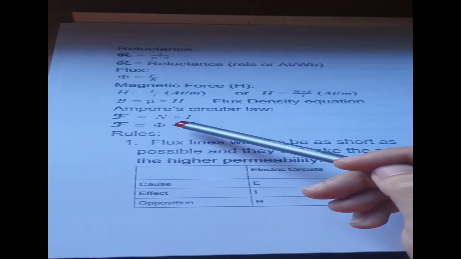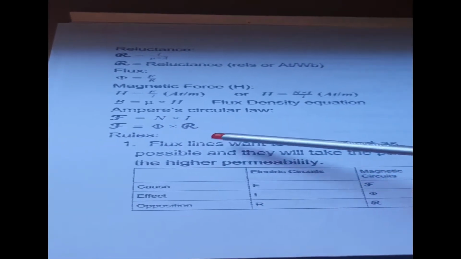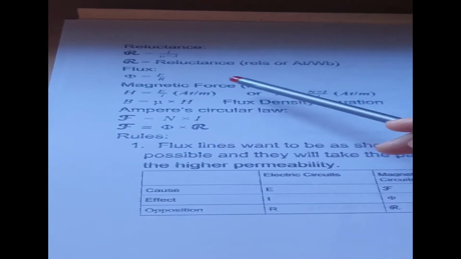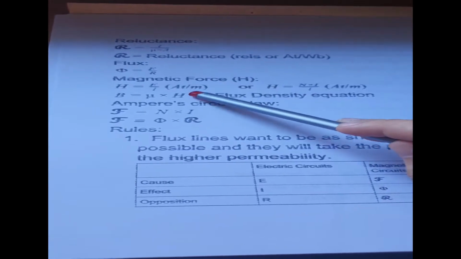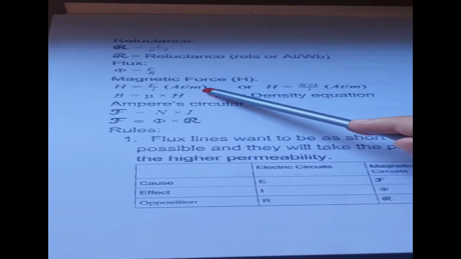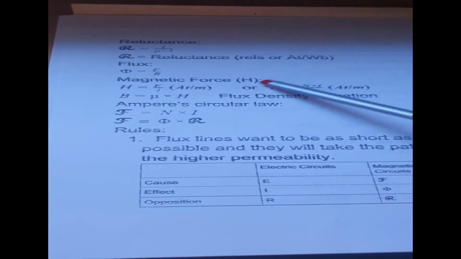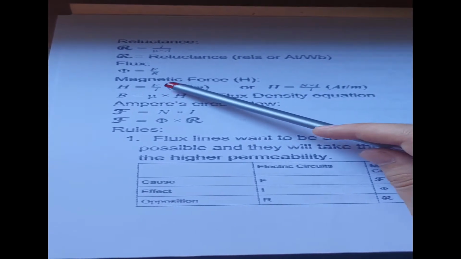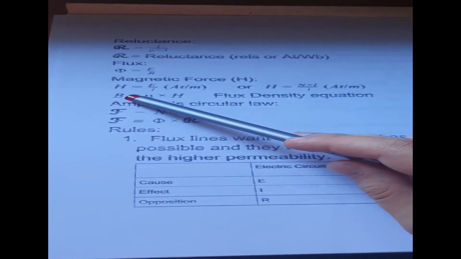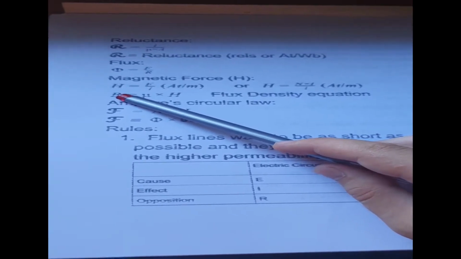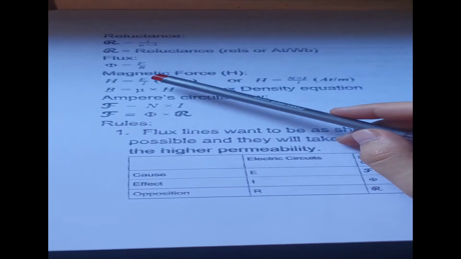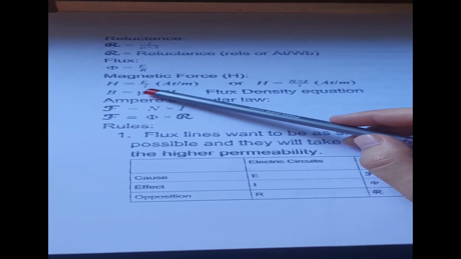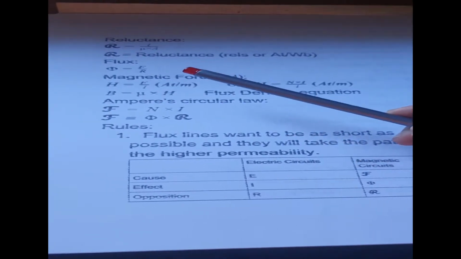MMF is equal to flux times reluctance. Anyway, what we want to know is the magnetic force as well. This magnetic force will help us find H quickly. It will also help us find the B value, which is basically the flux density, and that flux density will help us find the permeability of the material as well.